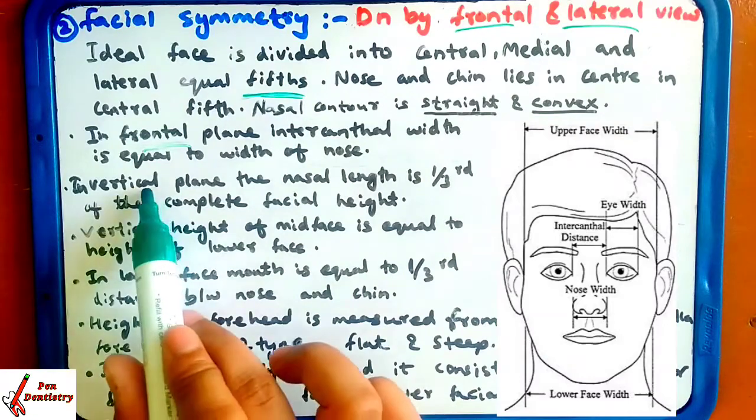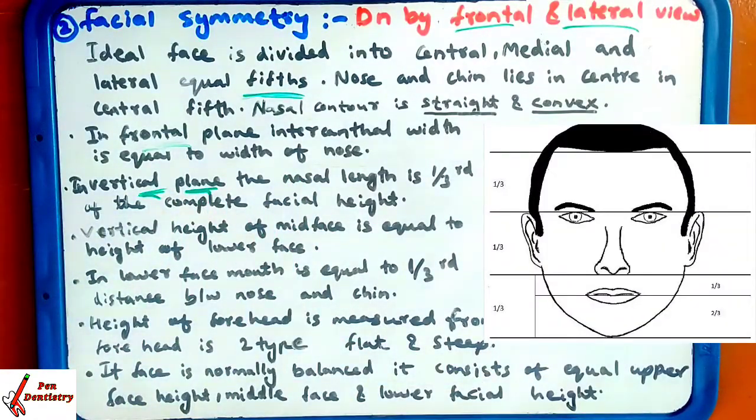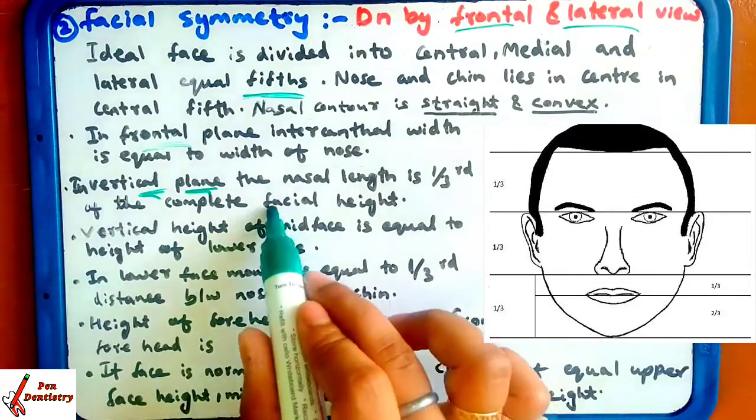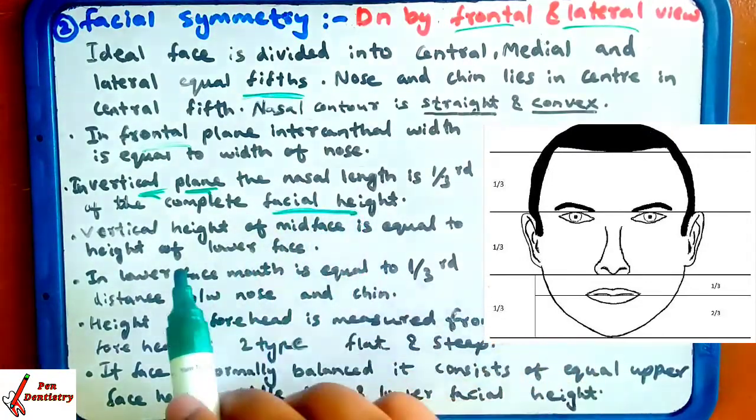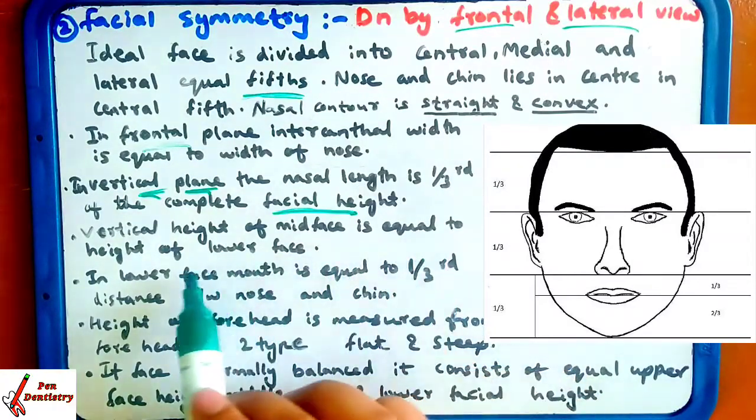In the vertical plane, when you see the facial symmetry in a vertical manner, the nasal length is 1/3 of the complete facial height. That is the nasal length. The nose length is 1/3 of the complete facial height. Vertical height of the mid face is equal to the height of the lower face.